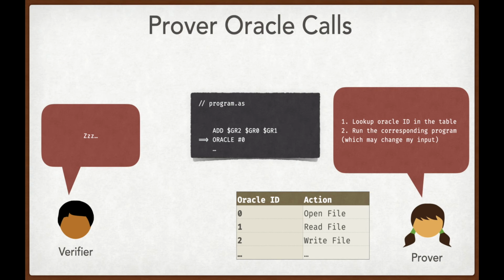This table holds a list of procedures which can be indexed by some identifier. When the oracle instruction occurs, the prover goes to the table, looks up the corresponding action, and then runs that action on her local device. The point is that by incorporating this simple mechanism, this single instruction, we have a way by which the prover can escape the zero-knowledge environment and perform actions that are needed to implement the standard library.